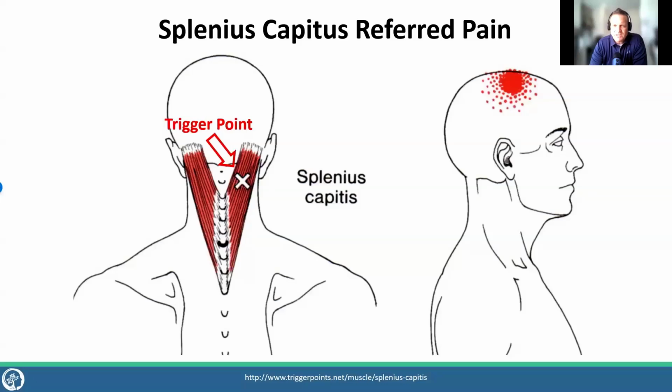You can touch that area. It's right underneath the skull. And when you touch that area, look at where the referred pain is. It's not uncommon that people will say, oh, right on the top of my head, that kills.